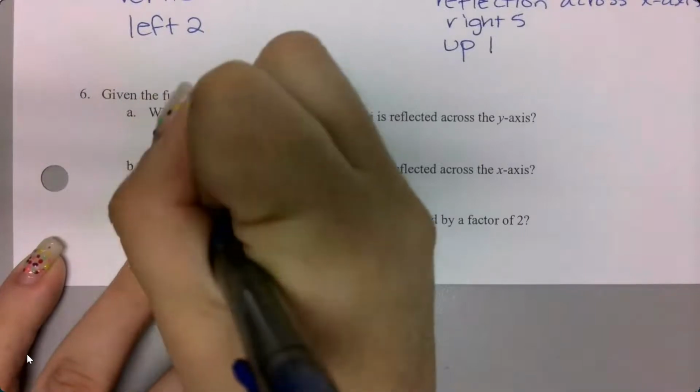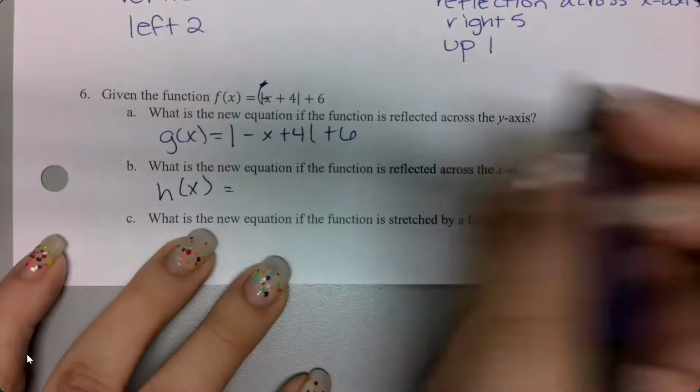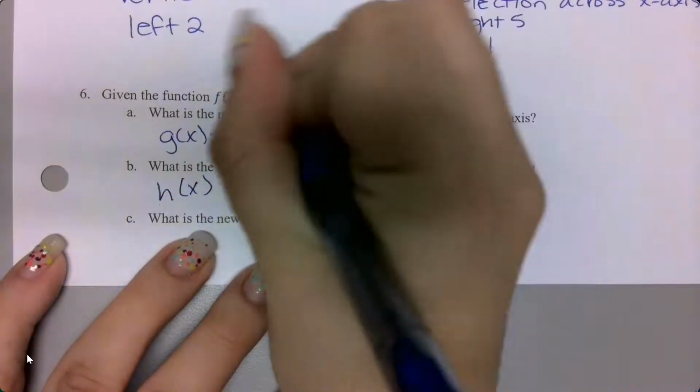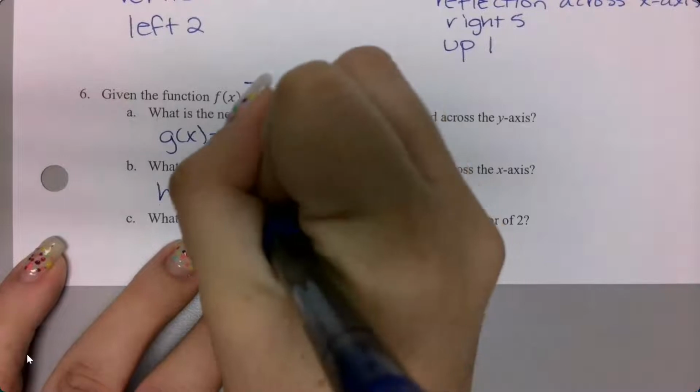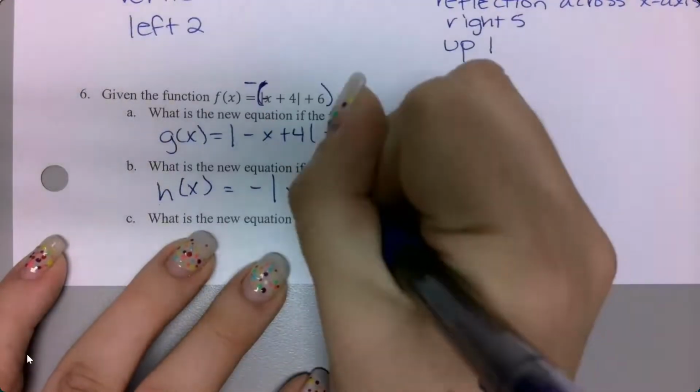So on B, I am reflecting it across the x-axis. That is the one I'm going to take and multiply everything by a negative. So that's going to be negative absolute value x plus 4, and then that negative also carries to the 6.